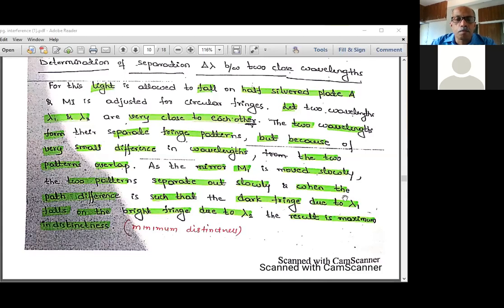When the path difference between those two rays is such that the dark fringe due to lambda 1 overlaps on the bright fringe due to lambda 2, due to the movement of mirror M1, then the result is known as maximum indistinctness or minimum distinctness, the same thing.